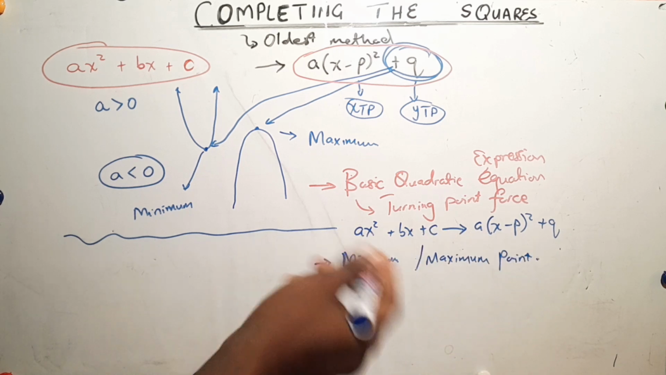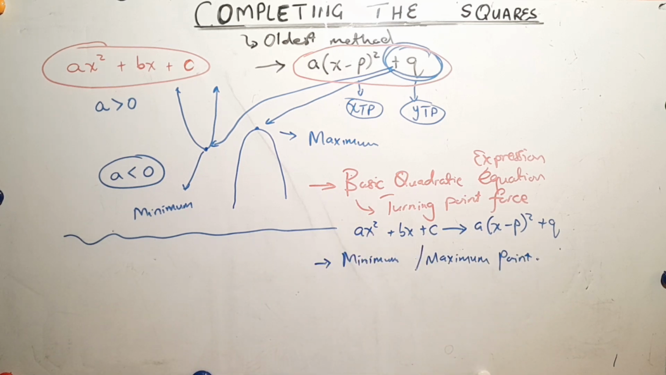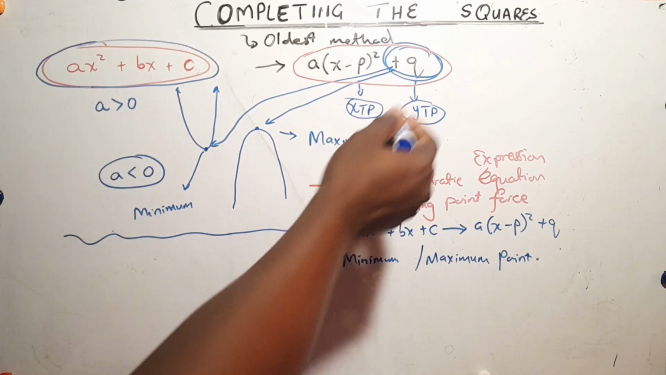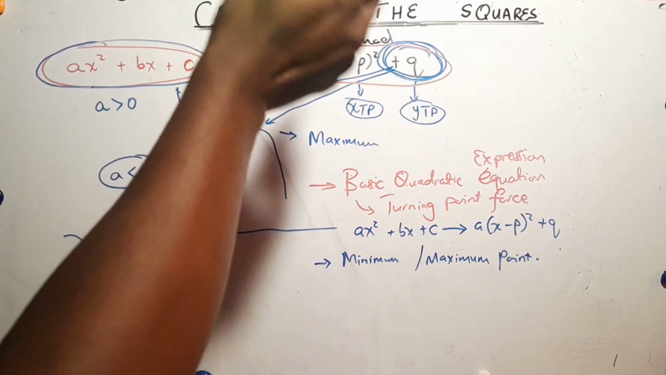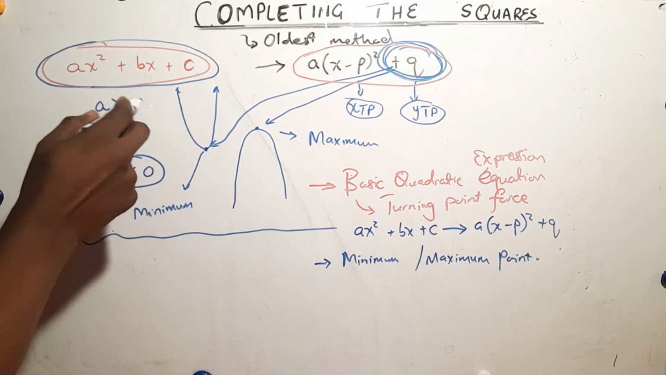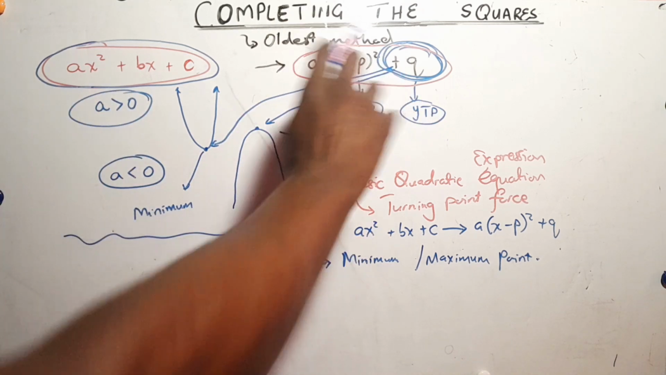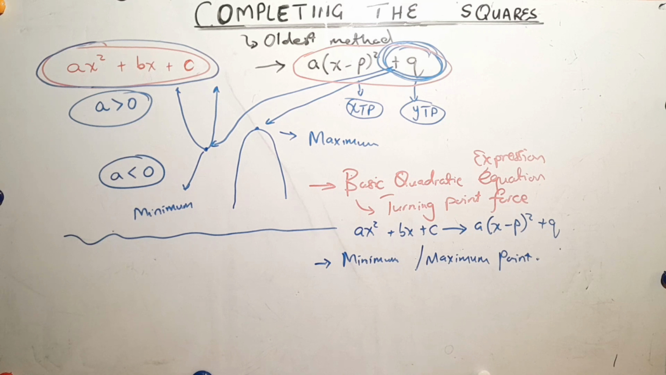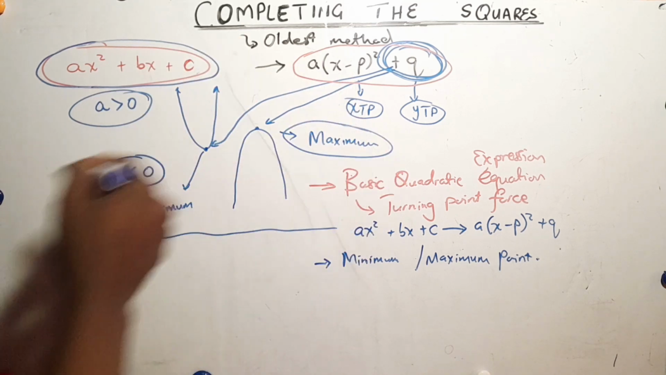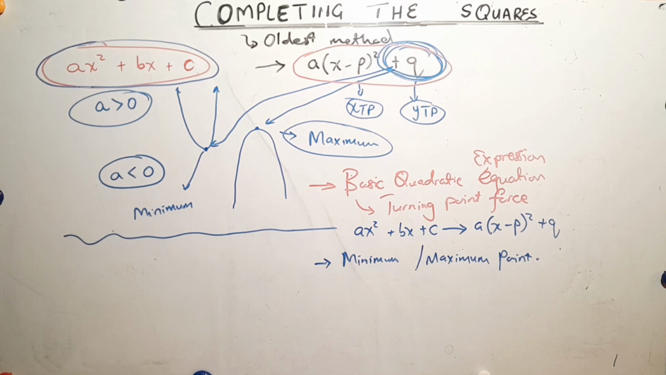Every time they can ask you what is the maximum value or what is the minimum value of this expression, it means that we complete the squares, and this value will be our minimum or our maximum value depending on the value of a. If our value of a is greater than 0, then we are going to have a minimum point. If our value of a is less than 0, we're going to have a maximum value, just like that.